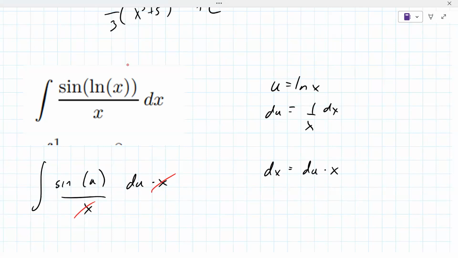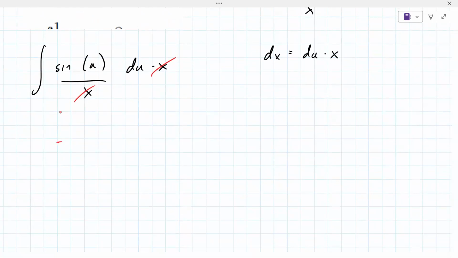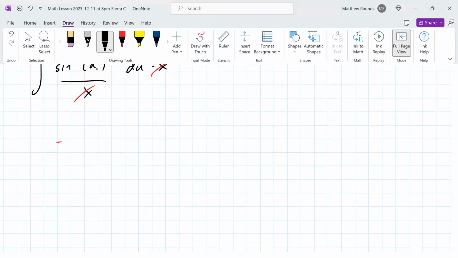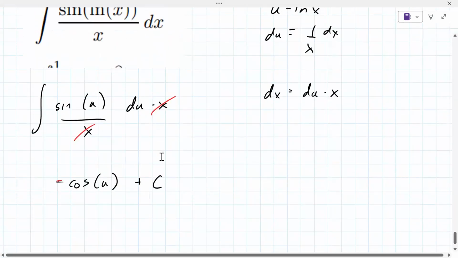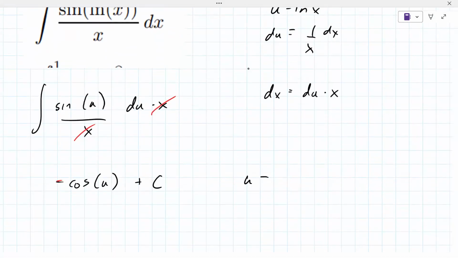So the x's cancel out. And then negative cosine of u for the antiderivative, plus c. I won't be there on the quiz, so you're gonna have to remember that. It's really important. And don't forget to back substitute in ln of x plus c. So negative cosine ln of x plus c.